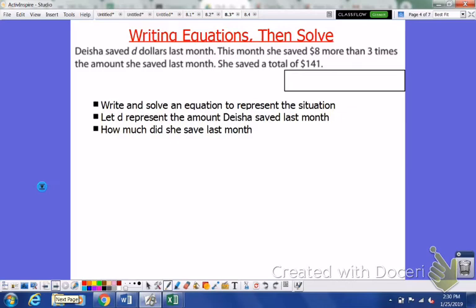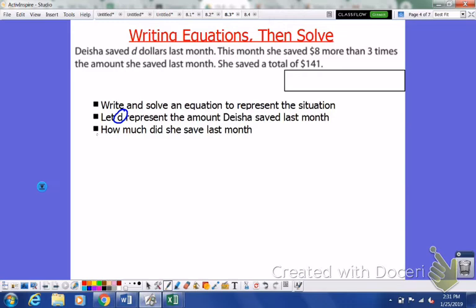So Daisha saved D dollars last month. This month, she saved 8 more than 3 times the amount she saved last month. She saved a total of $141. Now, I have some bullets here for you. This is how you're going to see it on your test, so pay attention to what this is asking you. First part, write and solve an equation to represent the situation. Let D represent the amount Daisha saved last month. You must use a D.